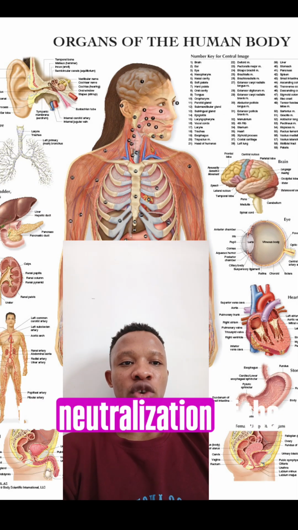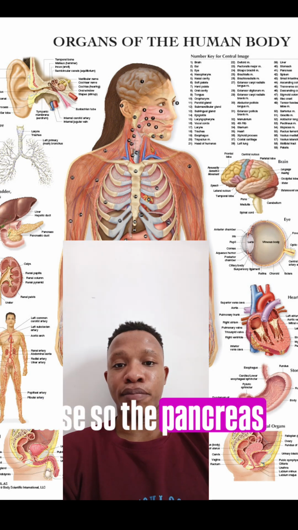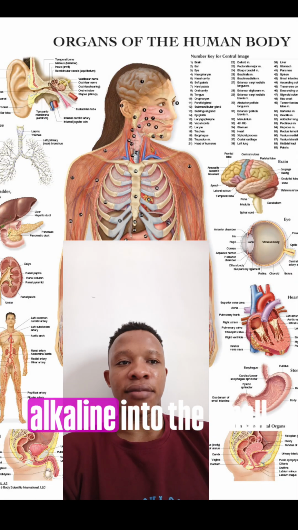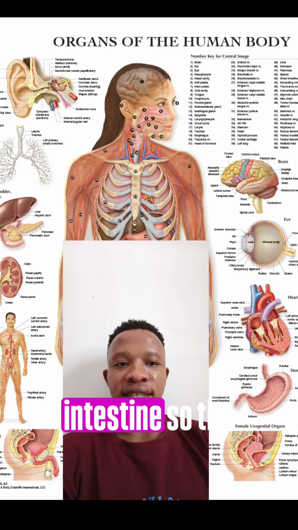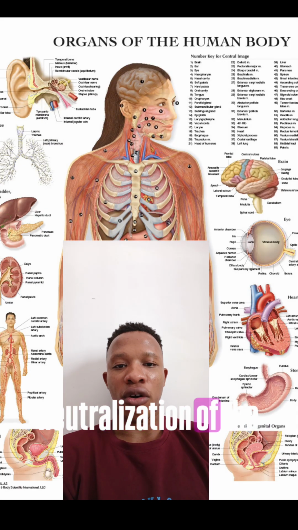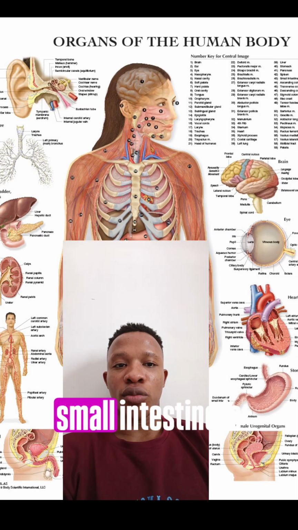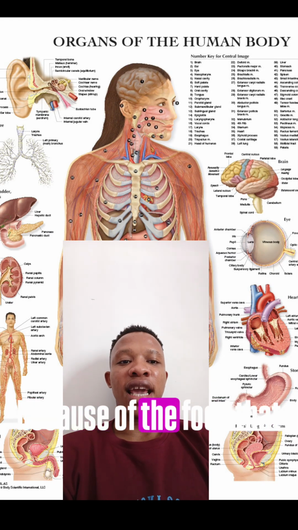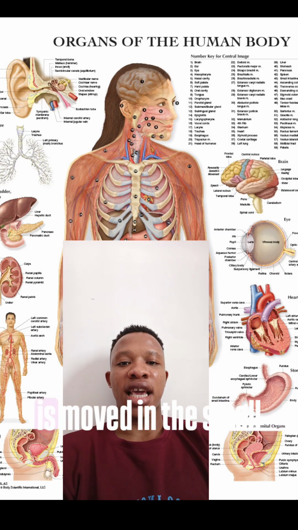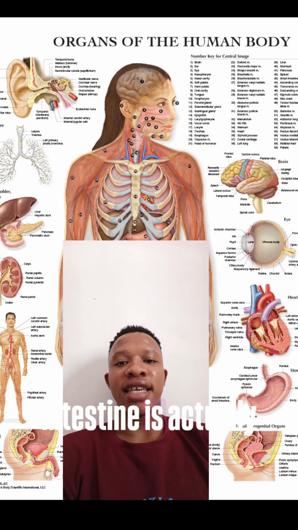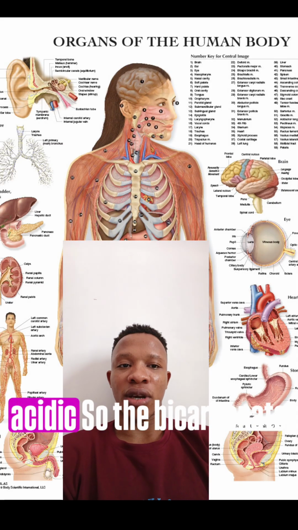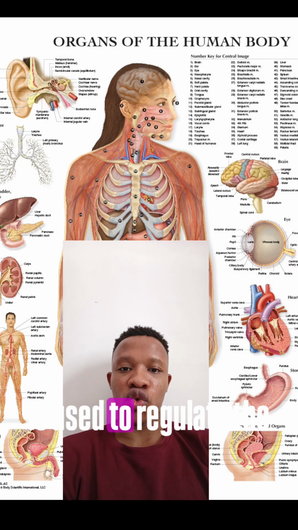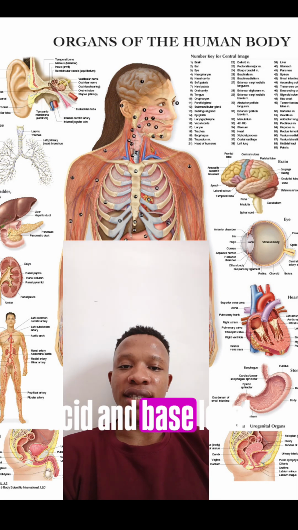And number two is the neutralization of the base. So the pancreas releases a bicarbonate or alkaline, okay, into the small intestine. So the neutralization in the small intestine is through that bicarbonate, because the food that moves into the small intestine is actually acidic. Okay, so the bicarbonate released by the pancreas is used to regulate the acid and base level.